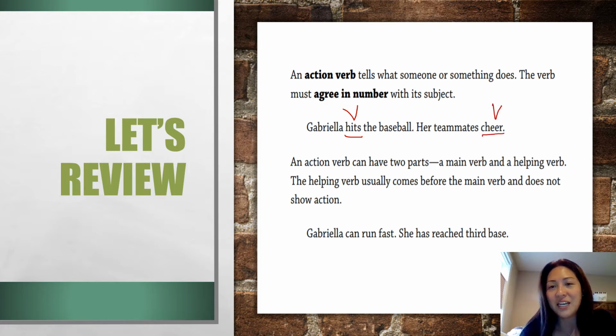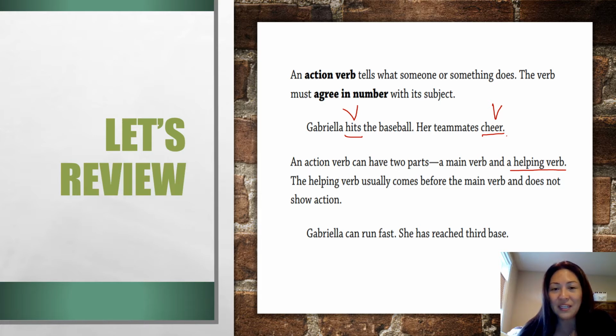Now, you notice that one doesn't have an S at the end of it because teammates is plural. There's more than one teammate that they're talking about. Now, the next part after the action verb was that sometimes an action verb can have a helping verb. There'll be a main verb and a helping verb. The helping verb comes before that action verb, but it doesn't show action.